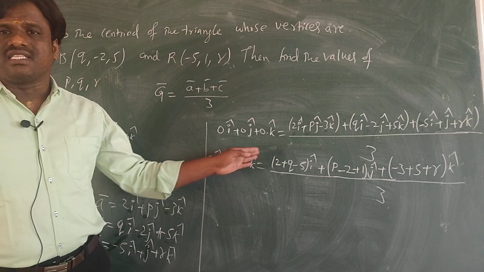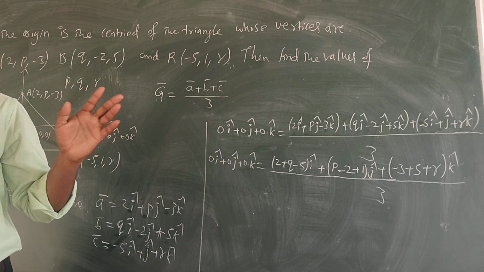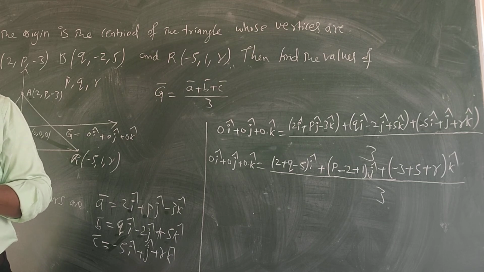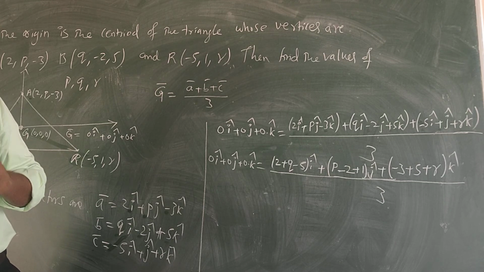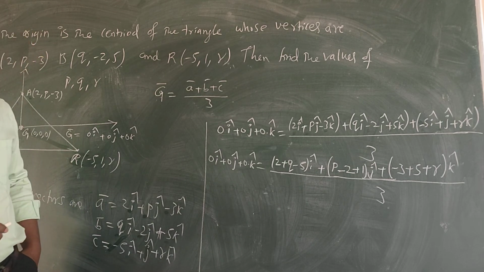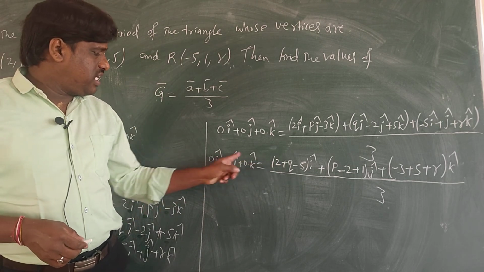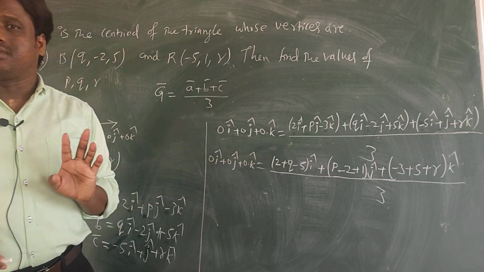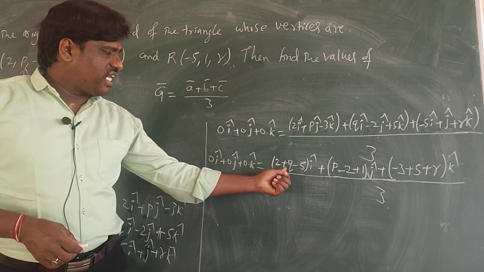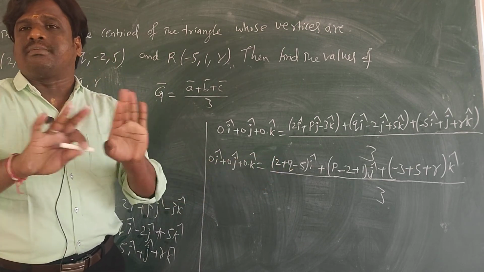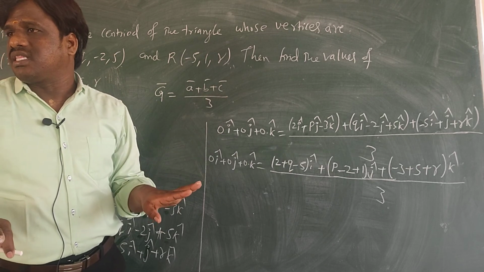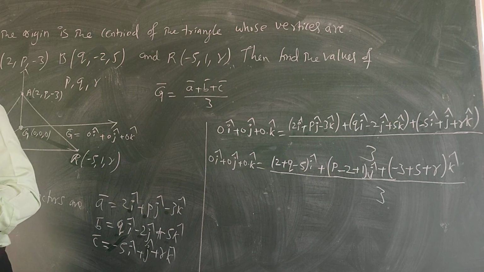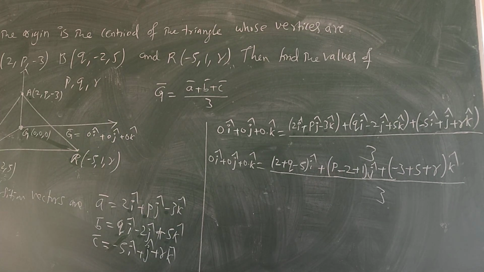Now we have to compare both, because both the vectors are equal. When vectors are equal, their direction and magnitude are the same. So we divide by 3 to separate each component, equate them, and you will get the q value, p value and r value. Please note down.